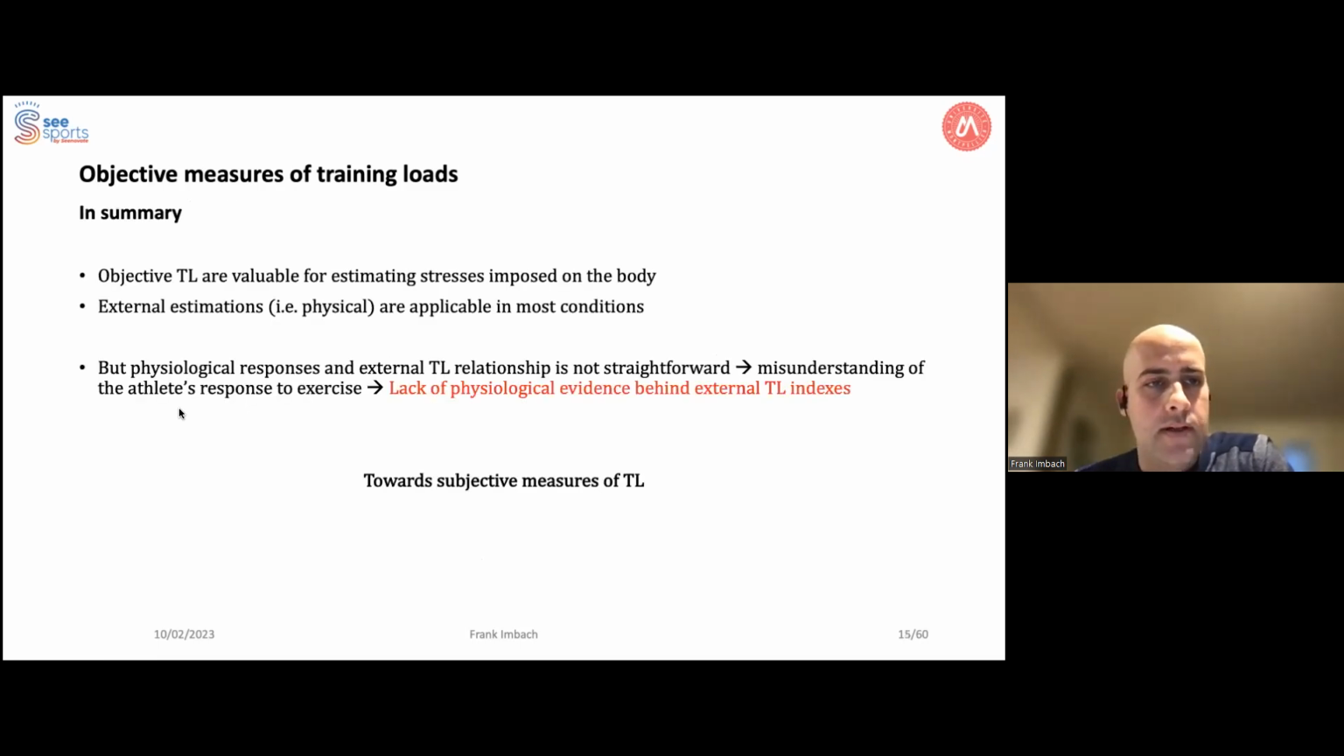So in summary, objective training loads are valuable for estimating stresses imposed on the body, and external estimations such as physical are applicable in most conditions. But the relationship between physiological responses and external training load is not straightforward, and it can lead to a misunderstanding of the athlete's response to exercise, mostly due to a lack of physiological evidence behind external training load indexes. So now we are going to present internal training loads, and mostly subjective measures of training loads.